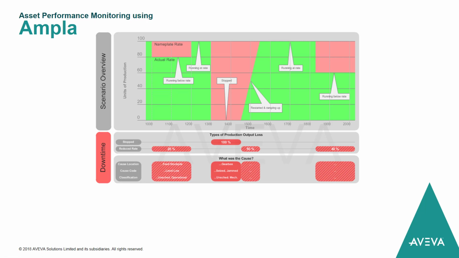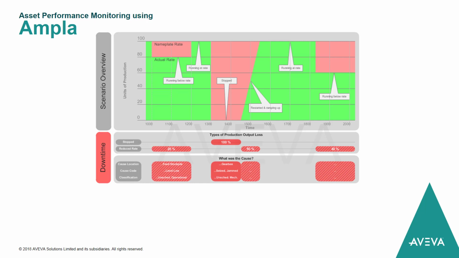And so what Ampla is doing is capturing those events, and it's also then assigning a percentile of loss. So with a stoppage, you're seeing 100% of the asset throughput gone, and when you have a rate loss event, in this instance we're seeing 20% of the throughput is being lost due to that event. In this instance, where it's ramping up, we're losing 50% of the throughput, and in the final example, we've lost 40%. So the idea here is that when we're analysing the performance of the asset and its ability to produce desired output, we want to understand what those losses were that occurred and where that time went.